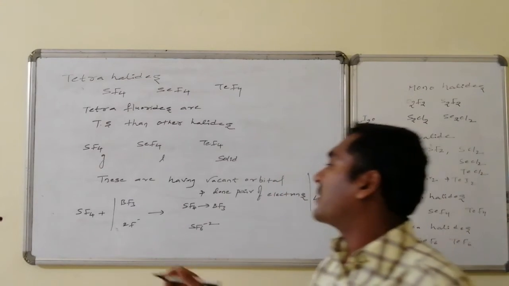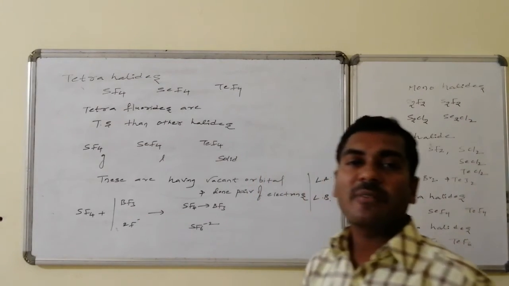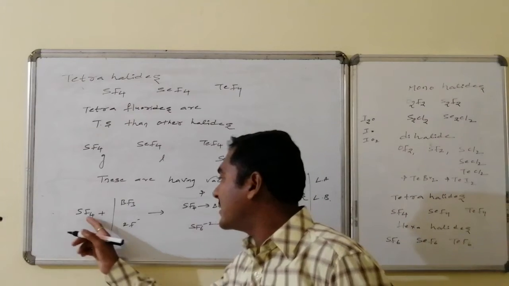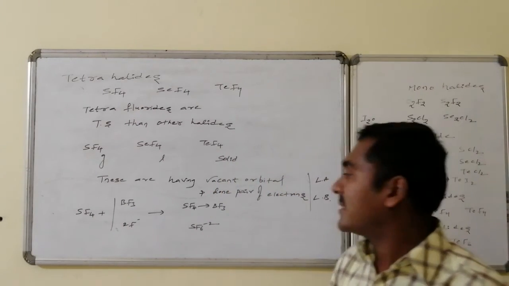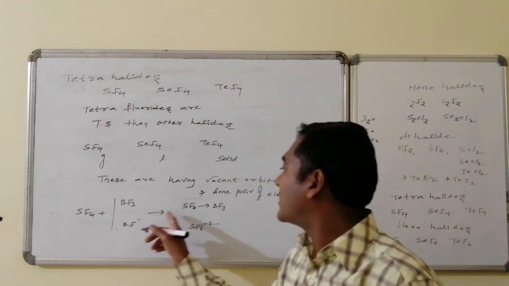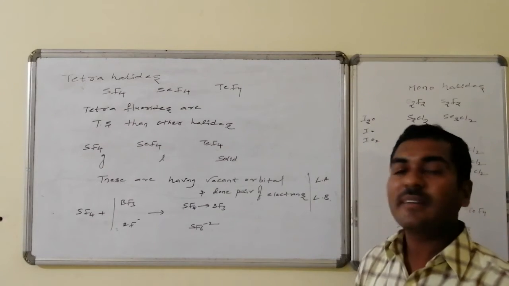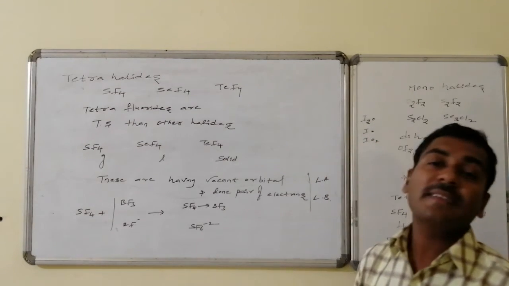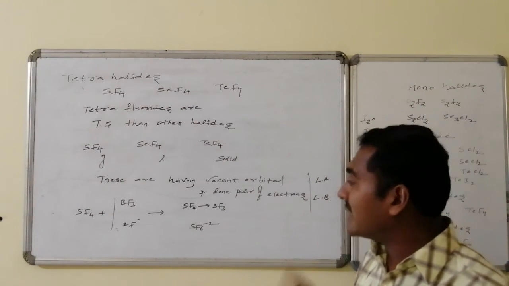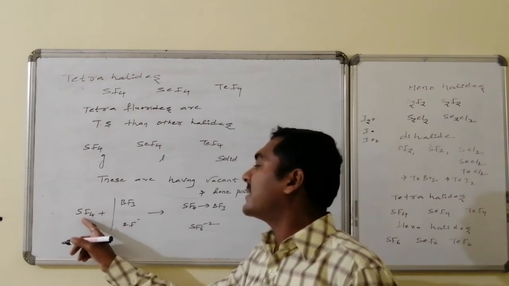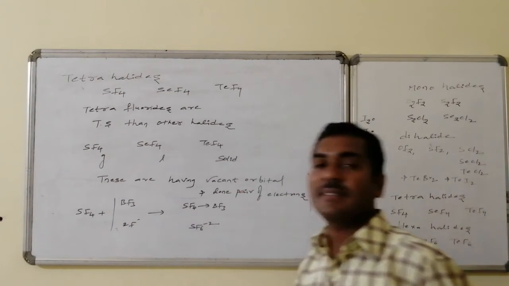See here, sulfur tetrafluoride on reaction with boron trifluoride. Here it is acting as a donor, hence it is acting as a Lewis base. By donating its lone pair towards the boron trifluoride, a coordinate covalent bond is established over here. Thus, in this case, this one is the Lewis base and that one is the Lewis acid.